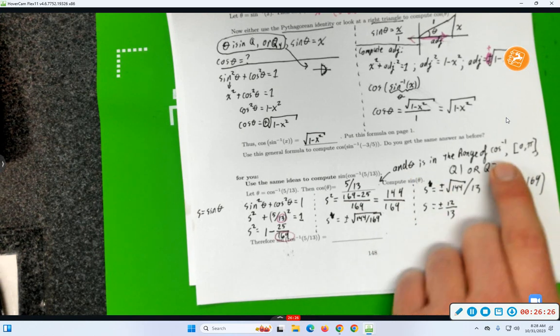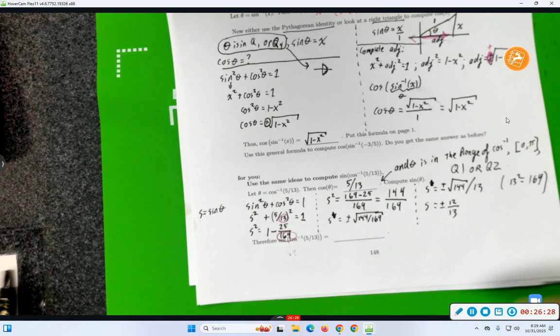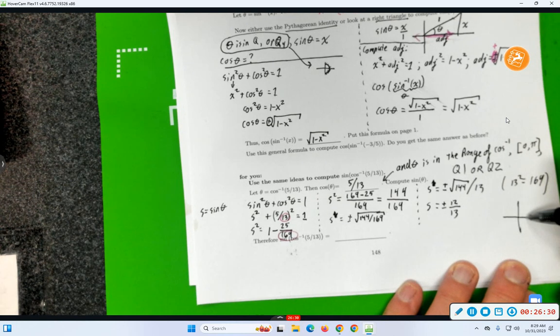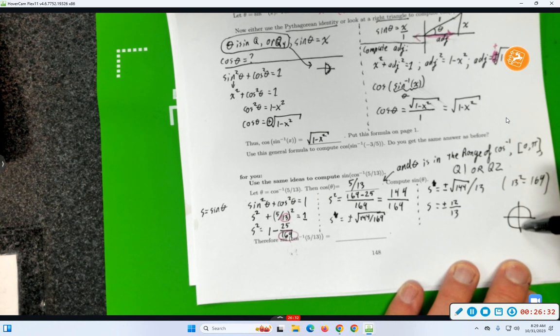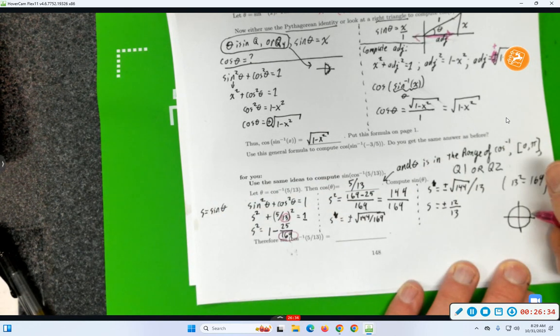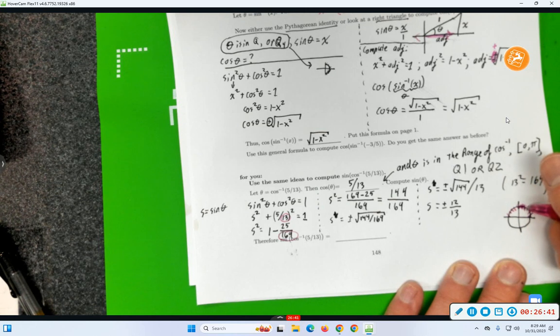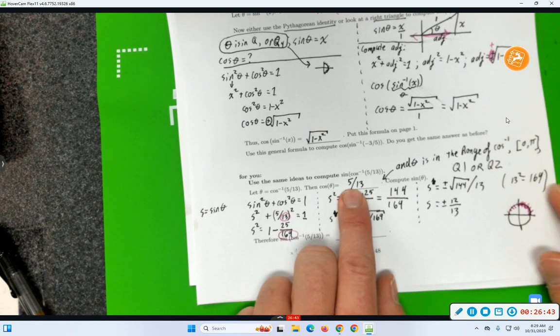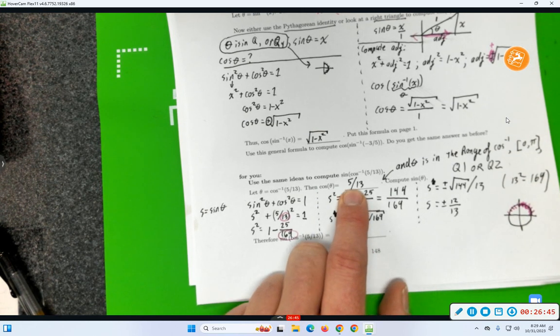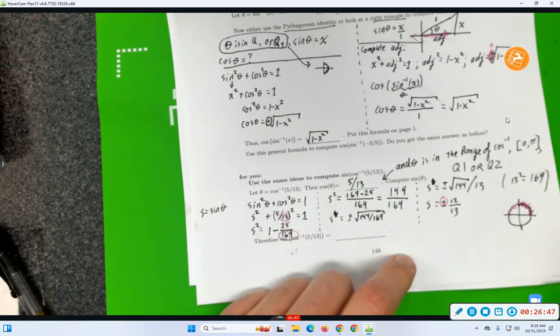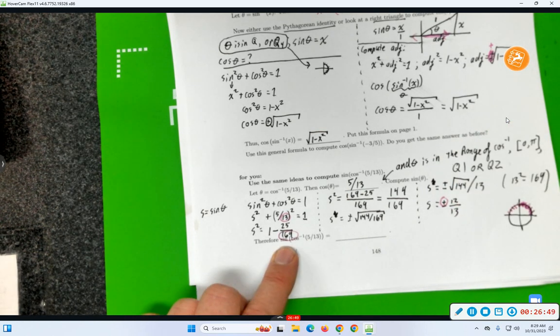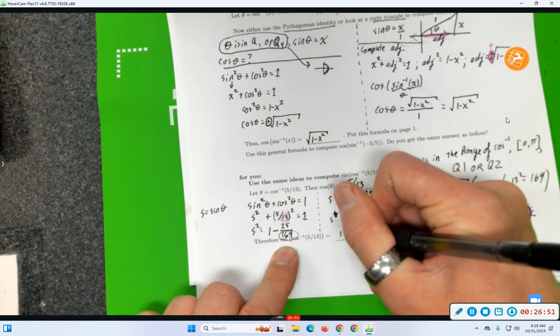Theta is in the range of inverse cosine. That's quadrant 1 or quadrant 2. I guess it in fact has to be quadrant 1 because cosine is positive 5 over 13. In quadrant 1, sine is positive 12 over 13. So the sine of the inverse cosine of 5 over 13 is 12 over 13.